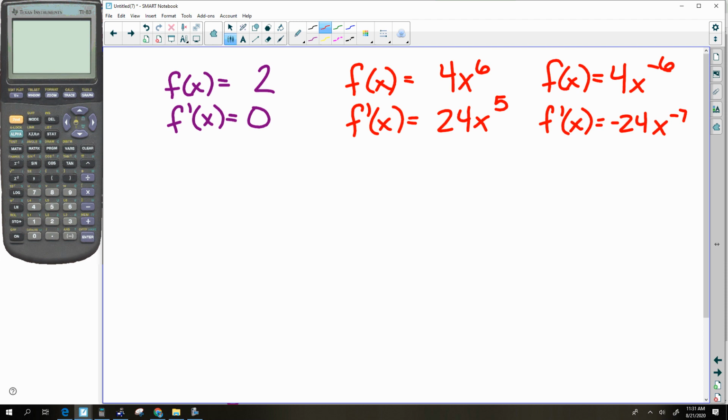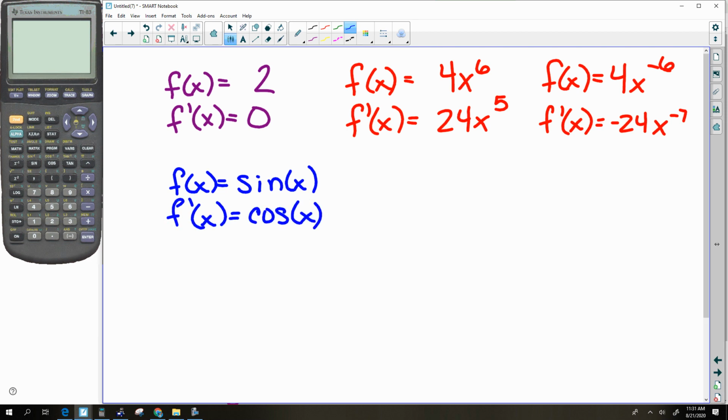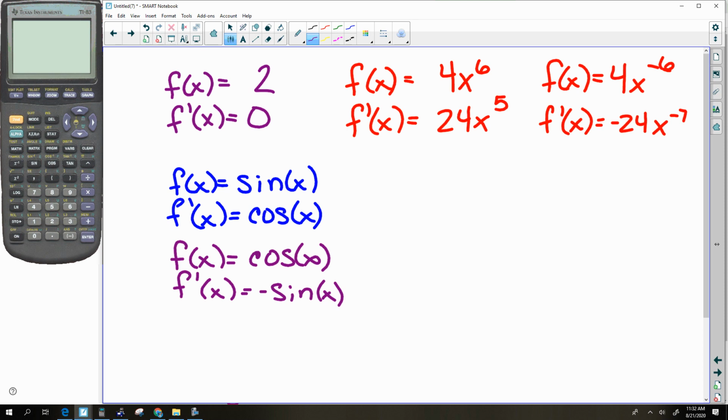What else did we learn today? Sines and cosines. If f of x is equal to sine x, the derivative is equal to cosine x. Similarly, if f of x is equal to cosine x, the derivative is negative sine of x. And last but not least is e to the x. If f of x is equal to e to the x, the derivative of that is equal to e to the x. And that would get you going.